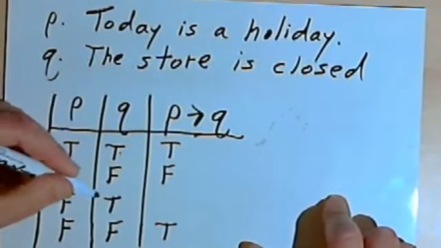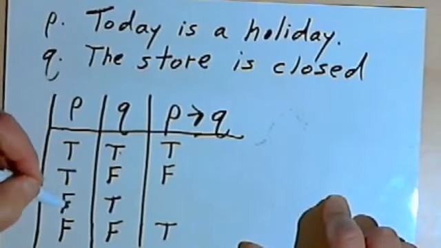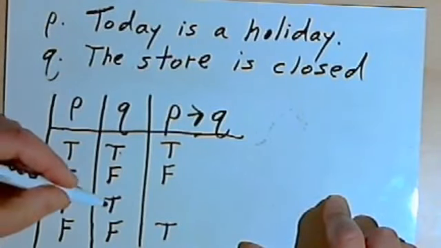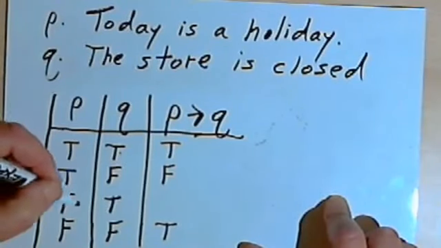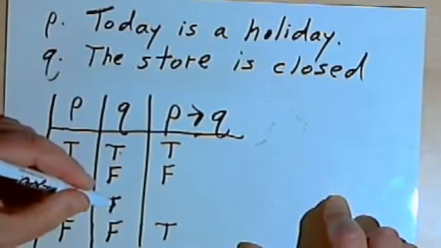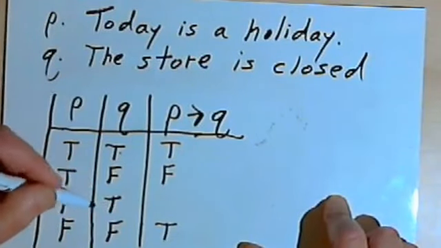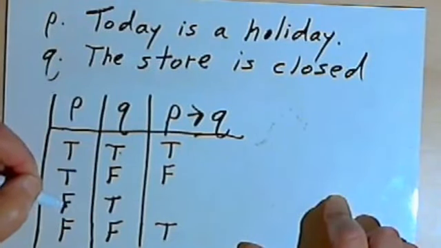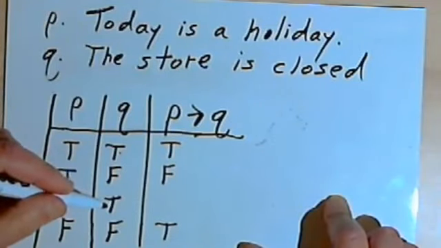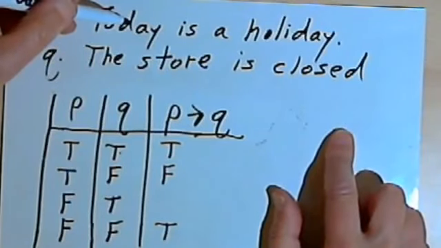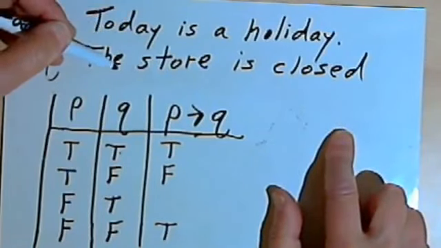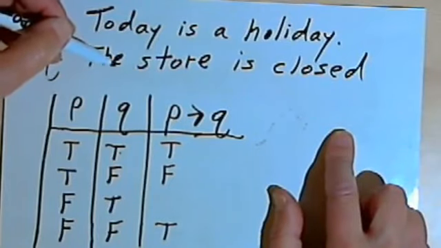The condition that gives people a little bit of difficulty sometimes is if P is false and Q is true. In other words, today is not a holiday, but it's true that the store is closed. Now, you might have expected that if it wasn't a holiday, the store would be open, but the statement we started with is, if today is a holiday, then the store is closed. We didn't say that was the only reason the store might be closed. There might be other reasons.